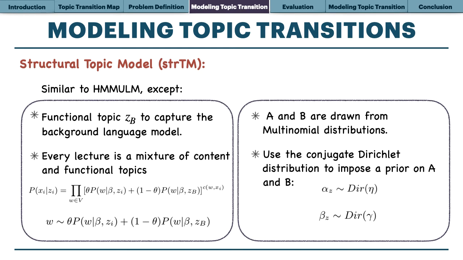The fourth model is a structural topic model, STRTM. It has been used by the NLP community to model the latent topical structure inside documents by assuming each sentence is generated from a topic. It is similar to hidden Markov mixture model, except that first it assumes a functional topic, ZP, that captures the general terms or document-independent words to filter them out. So each word here can be generated by either the functional topic or one of the content topics. Another difference is that A and B are generated from multinomial distributions, and in the work they use conjugate Dirichlet distributions to impose a prior on them.